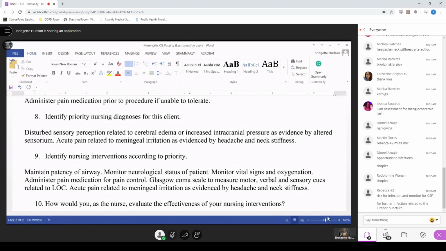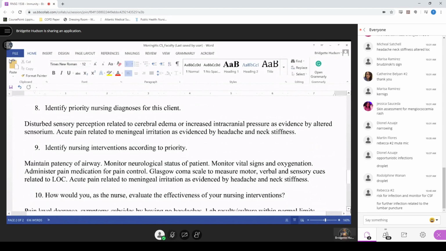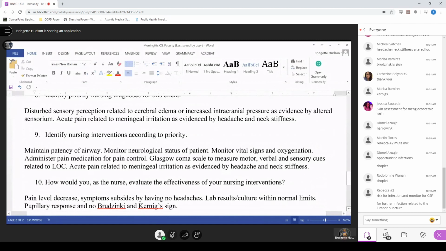And how would you as the nurse evaluate effectiveness for your nursing interventions? So pain level decreases, symptoms subside by not having any headaches, lab results and cultures within normal limits, pupillary responses, no Brudzinski's, no Kernig's sign. So that's how you know that things are working.